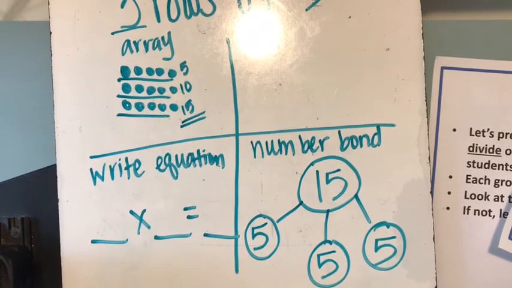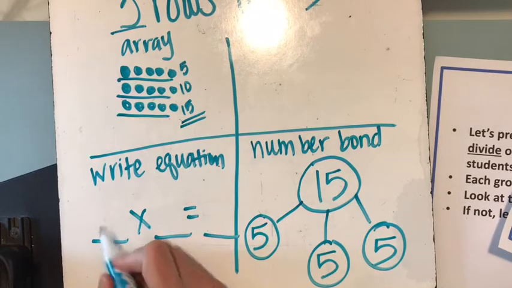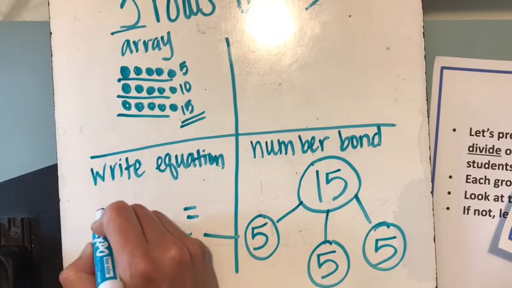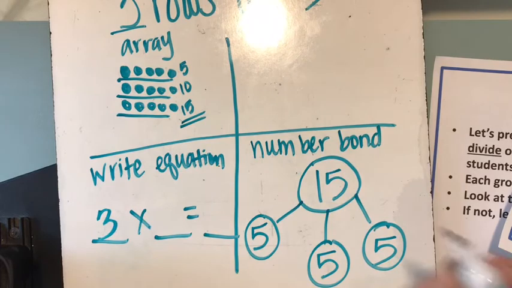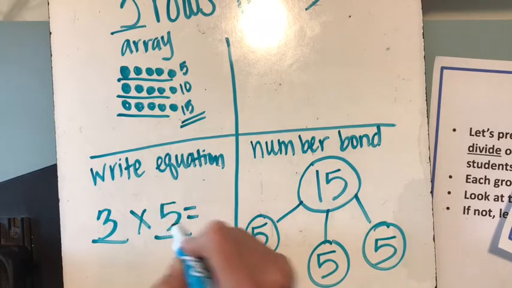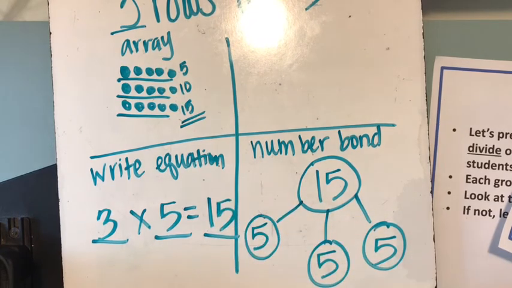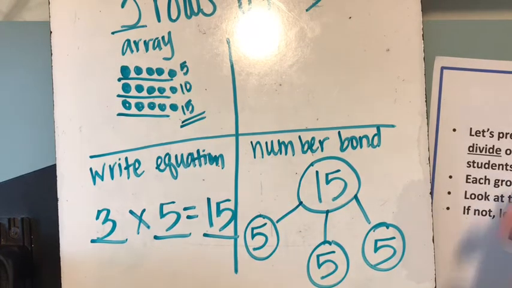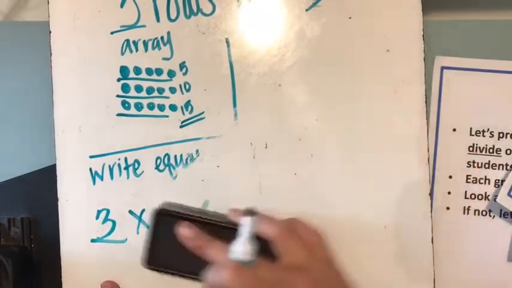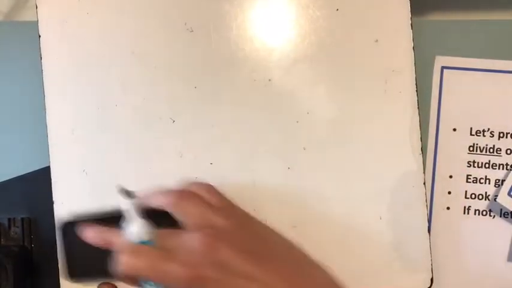Now I'm going to write my equation. I know that my number of groups, or my number of rows, was 3. I had 5 in each group, and my total was 15. Hopefully that's what you got. All right, go ahead and erase your board. We have 1 more to do.